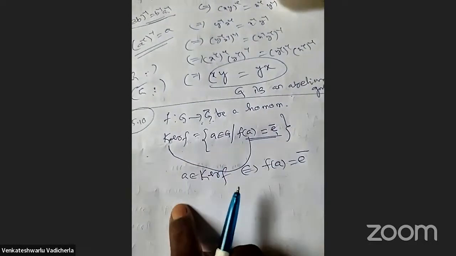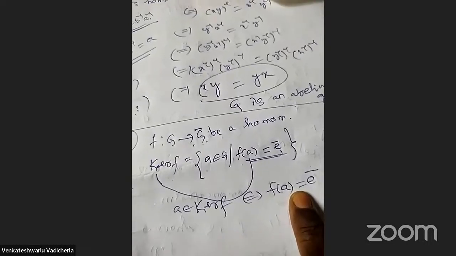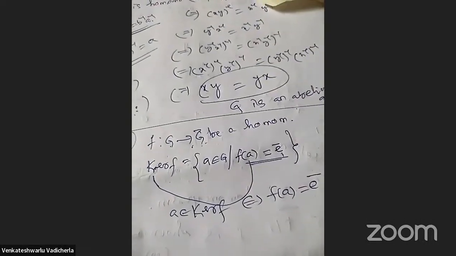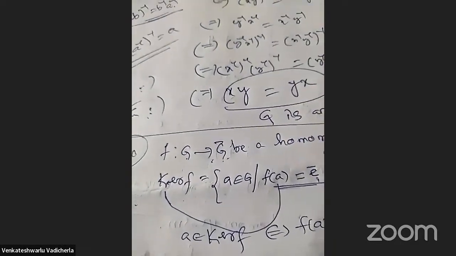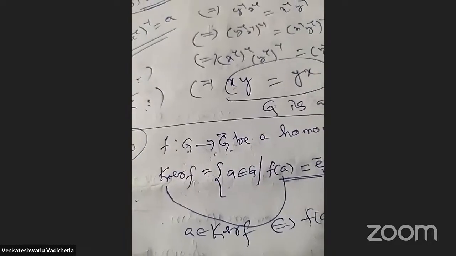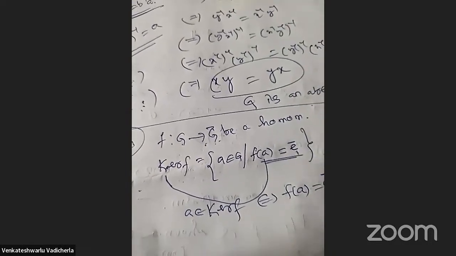If a is an element of the kernel, then according to the definition, f of a equals e bar. e bar is the identity element in the second group, the codomain. So this is the kernel, all of you understand. In the kernel topic, we are learning that every kernel is a normal subgroup. Every kernel is a normal subgroup.